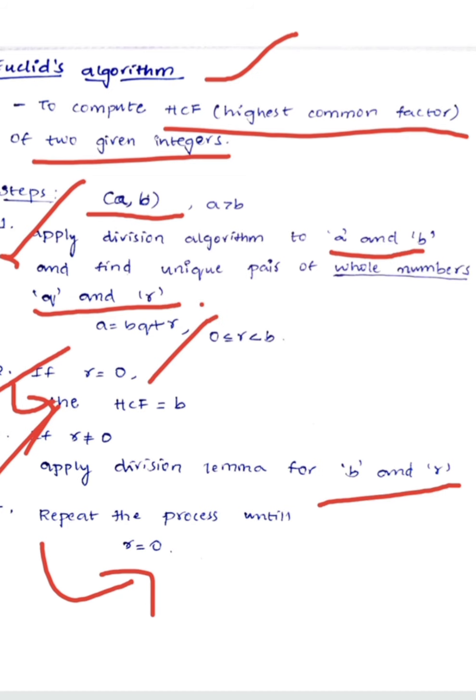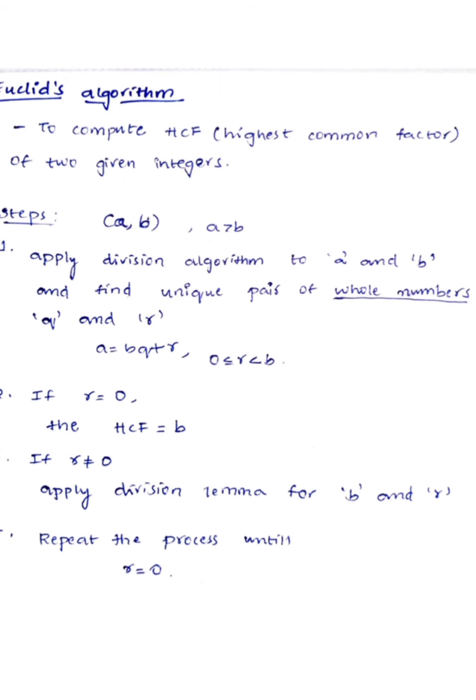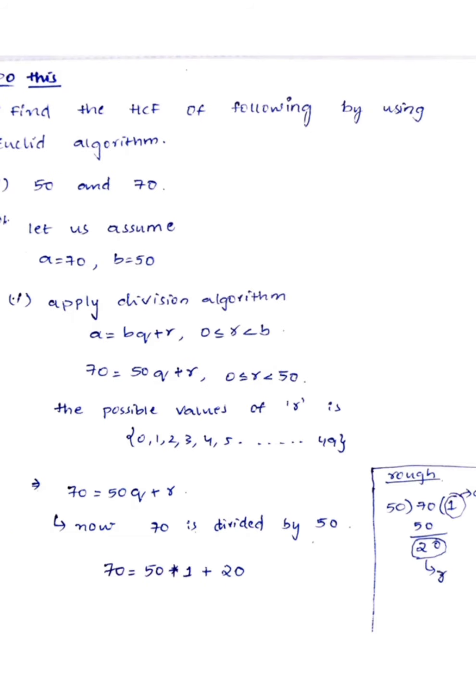If r value equal to 0, then HCF is directly b. Now let us solve few questions to understand it deeply. Now here are few questions. Find the HCF of following by using Euclid's algorithm. The question is 50 and 70. We need to find the HCF for the given pair of integers.